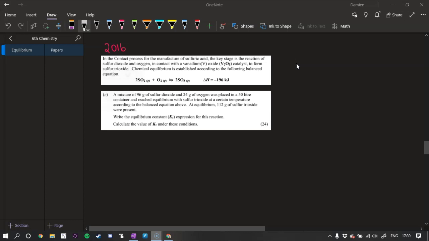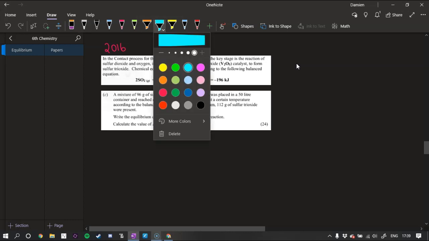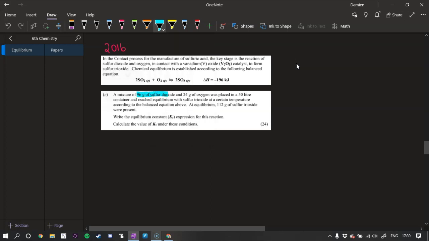So let's look at this part C, a mixture of 96 grams of sulfur dioxide. And again, this is slightly different because what you actually have here is grams: 96 grams of sulfur dioxide, 24 grams of oxygen. We've got a 50 litre equilibrium mixture. Now, at equilibrium, we have 112 grams of sulfur trioxide. So those are the main details.